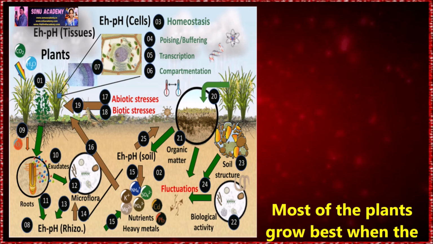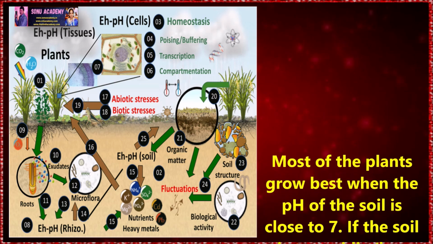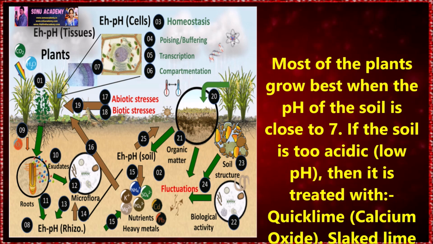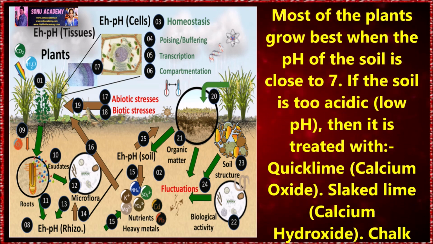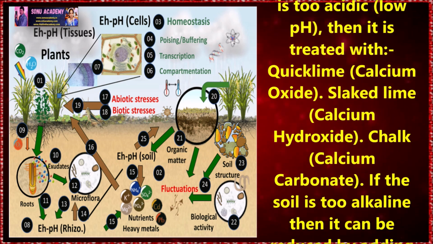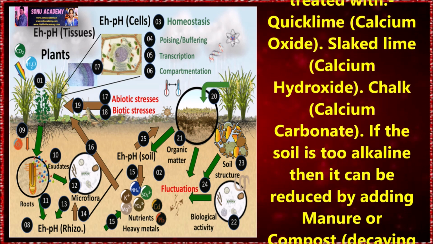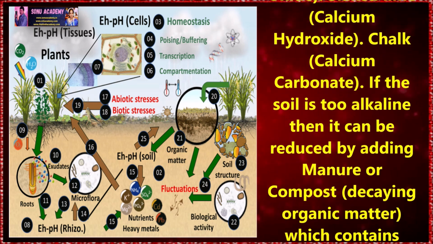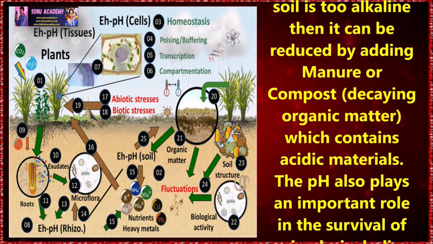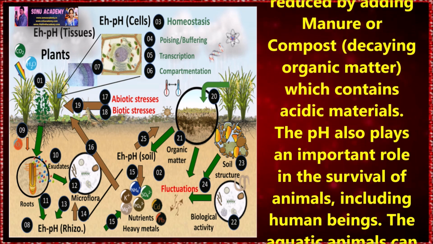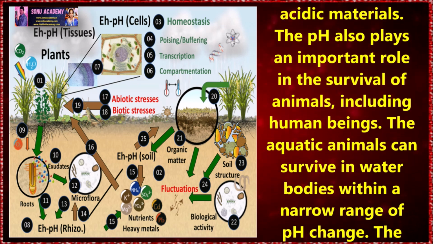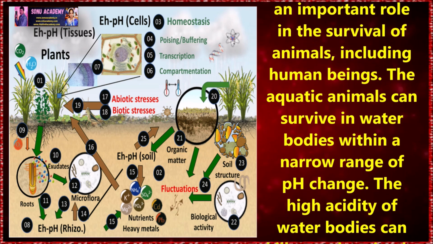Children, let us discuss how plants and animals are sensitive to pH changes. Yes, most plants grow best when the pH of the soil is close to 7. If the soil is too acidic, it is treated with quicklime, meaning calcium oxide, slaked lime, calcium hydroxide, and chalk, calcium carbonate. If the soil is too alkaline, it can be corrected by adding manure or compost, which contains acidic materials. The pH also plays an important role in the survival of animals, including human beings.